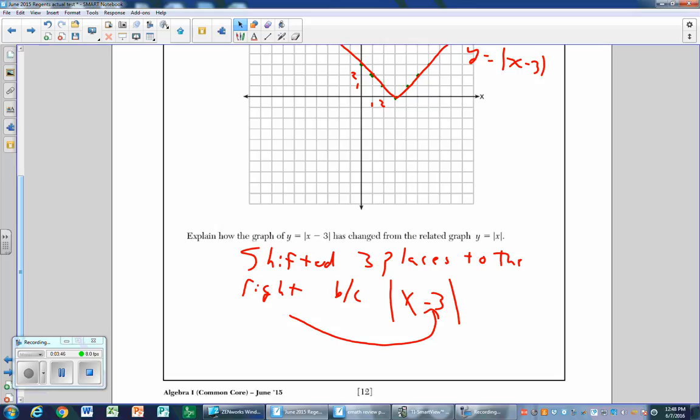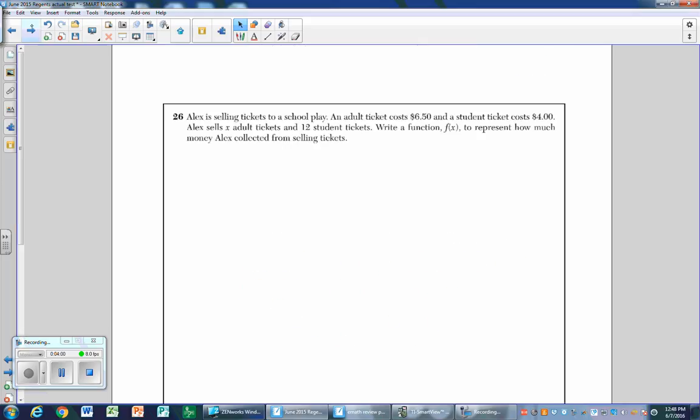Outside, if it says minus 3, the vertex goes down 3. If it says plus 3, the vertex would go up 3 on the outside. But since it's on the inside, the vertex goes the opposite direction that it says. That's number 25.